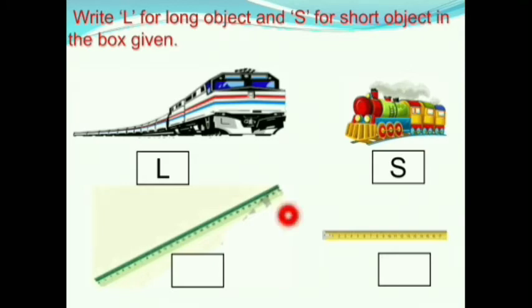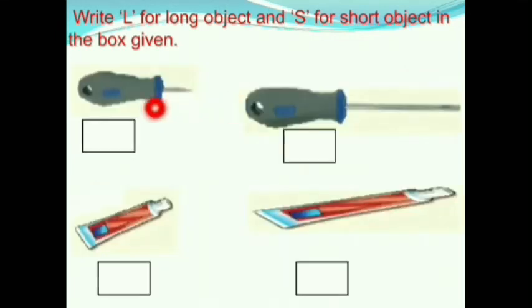Children, now we have two scales. One is long, one is short. This scale is long. So we should write L for this scale. This scale is short. So we should write S for this scale. Children, see these pictures. In these pictures, which one is short and which one is long? Yes, this picture is short. So we should write S. And this one is long. So we should write L.